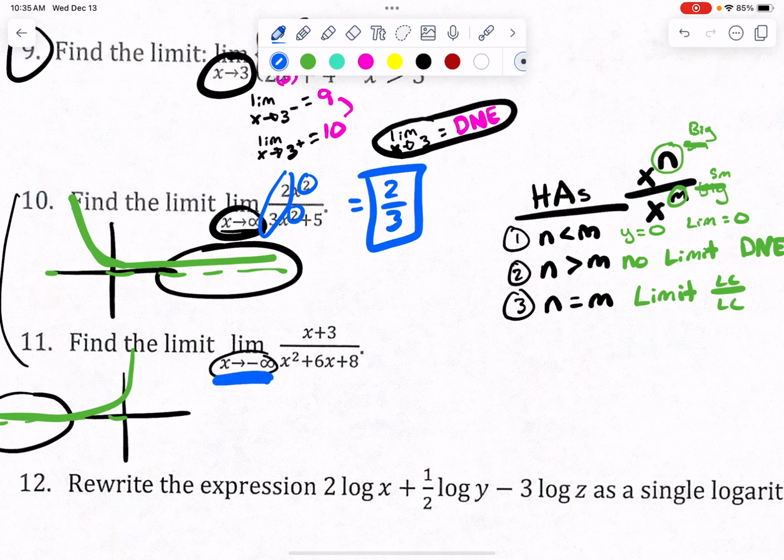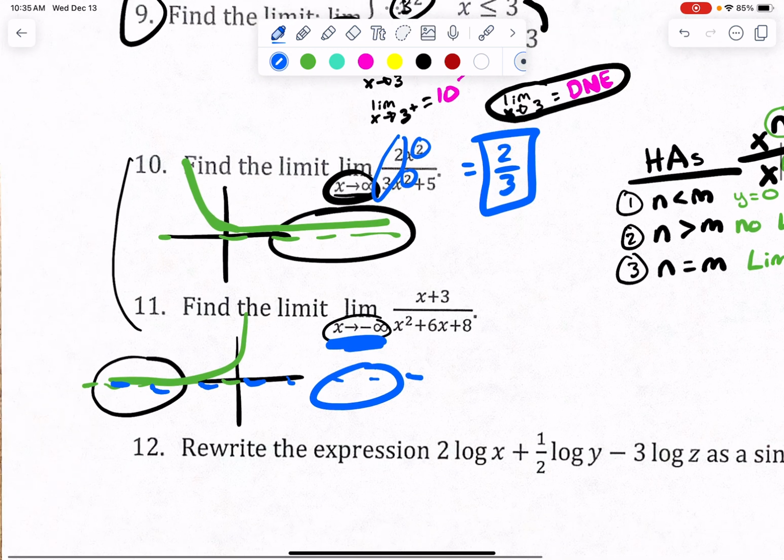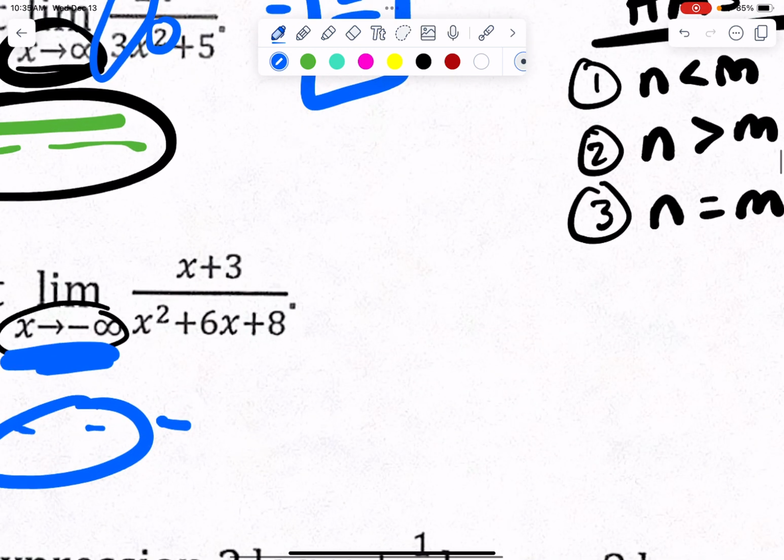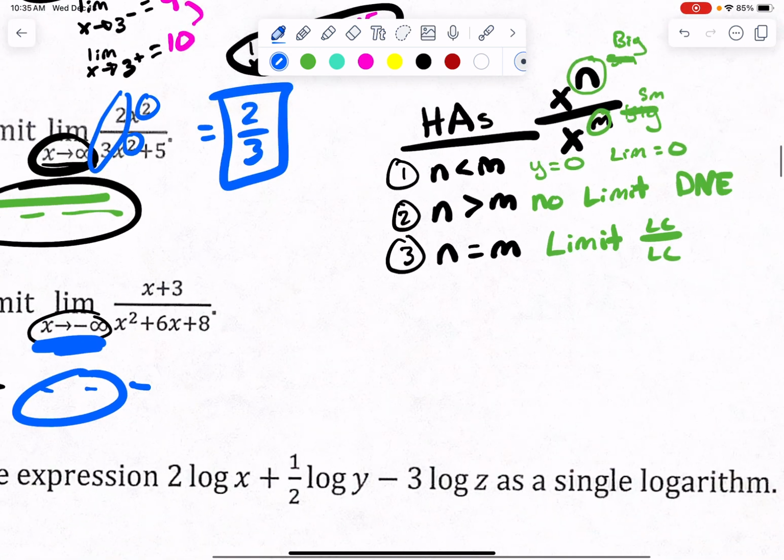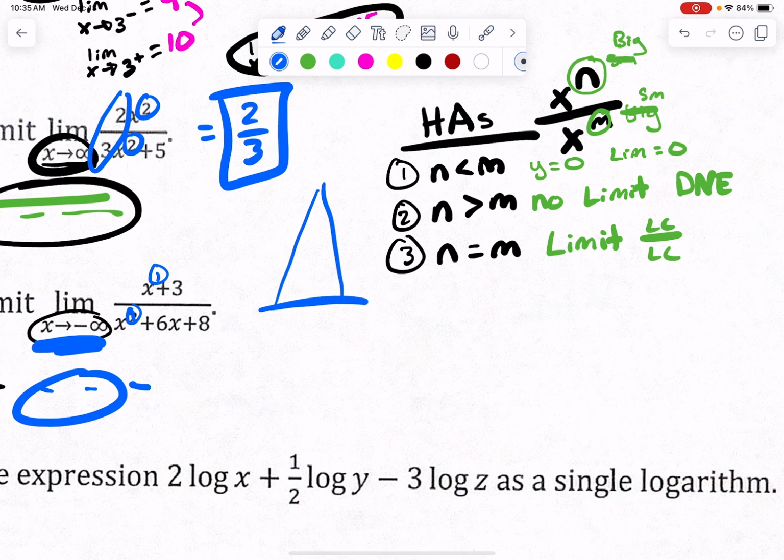Now, it doesn't matter that you're going toward negative infinity versus positive infinity. Your horizontal asymptote goes all the way through, so it doesn't matter if you're doing negative or positive infinity. It's just saying find the HA. Okay, this one is bottom heavy because it's 1 on the top, 2 on the bottom. And if he's bottom heavy, he's just going to sit, right? He just sits there at 0, so the limit is going to be 0. That followed rule number 1. The limit is 0. Okay?